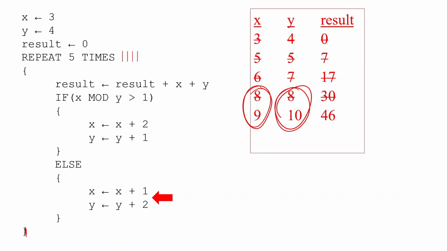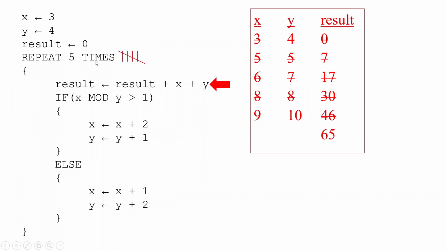I reach the end of my loop, I go back up, and I only have 4 tally marks, and I need to repeat 5 times. So I'm going through one more time, finally. Okay. The 5th time through, 46 plus 9 plus 10 is going to give us 65. Check 9 mod 10. 9 mod 10 is going to be 9, and 9 is greater than 1.